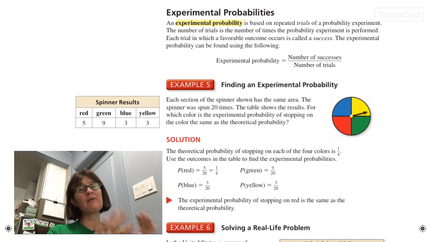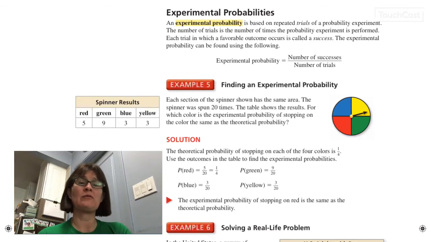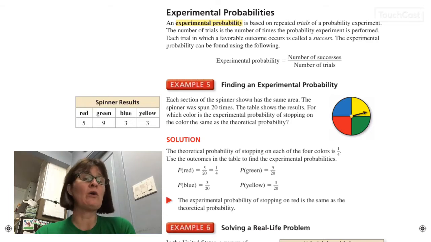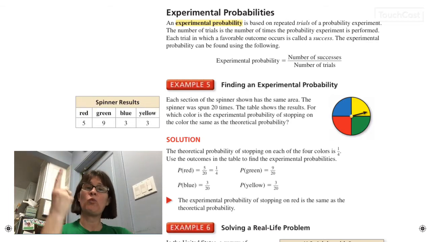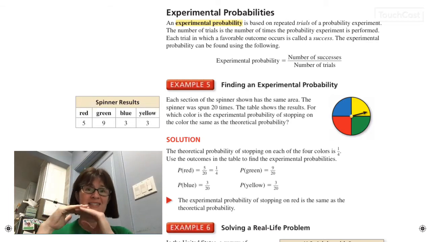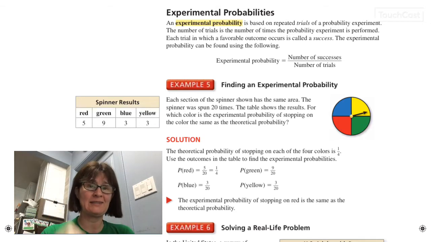So one more big idea for today. Experimental probability. What we were talking about before was a theoretical probability. Before you roll a die, what is the probability that when you roll it, it's going to be a 5? Well, that's 1 way to roll a 5 divided by 6 possible outcomes. It's going to be 1 out of 6.